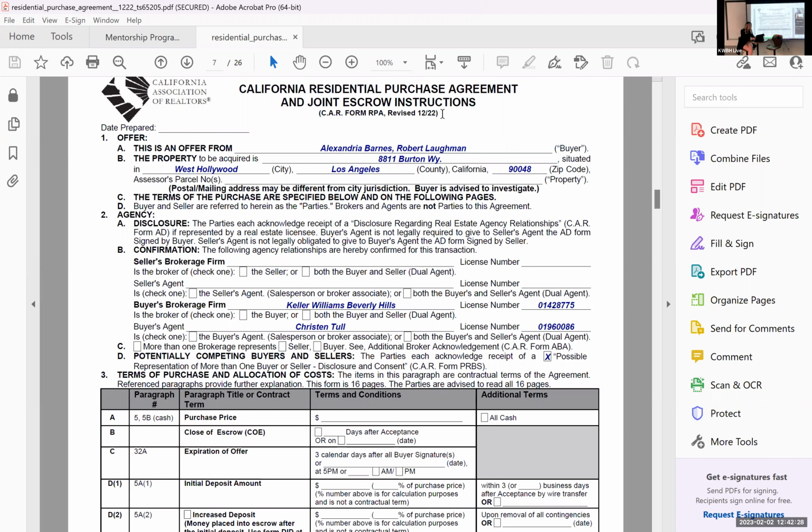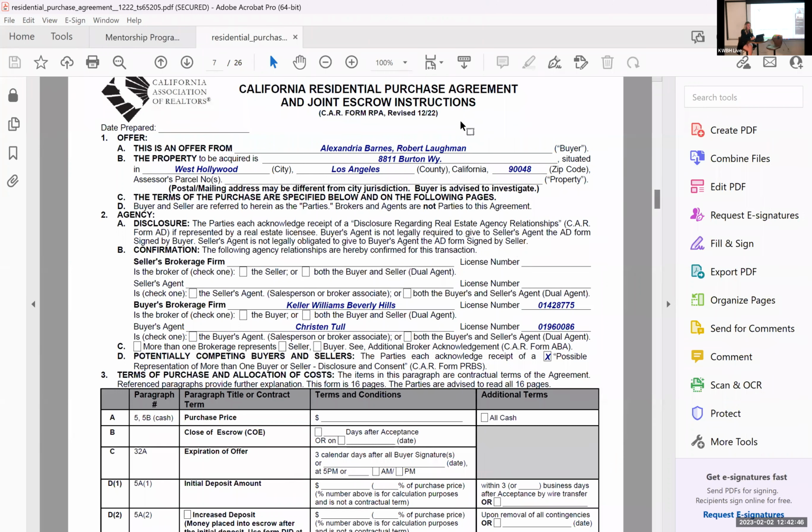So you'll notice the revised date here. Though the state often makes their biggest changes at the end of any calendar year, they change things on us all the time without telling us anything. So you always want to check this date.